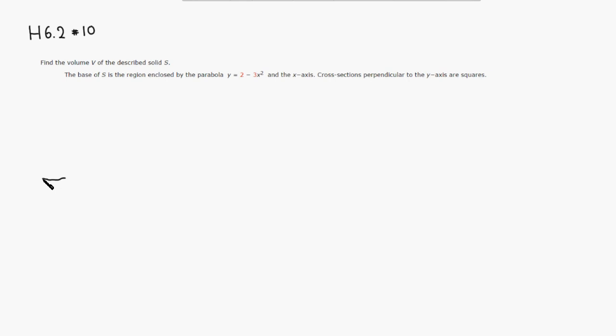So here's the x-axis, and here's the y-axis. Then you have a parabola, 2 minus 3x squared. It's going to look kind of like this. And with the x-axis, the region is right here. So this is the base of the solid.